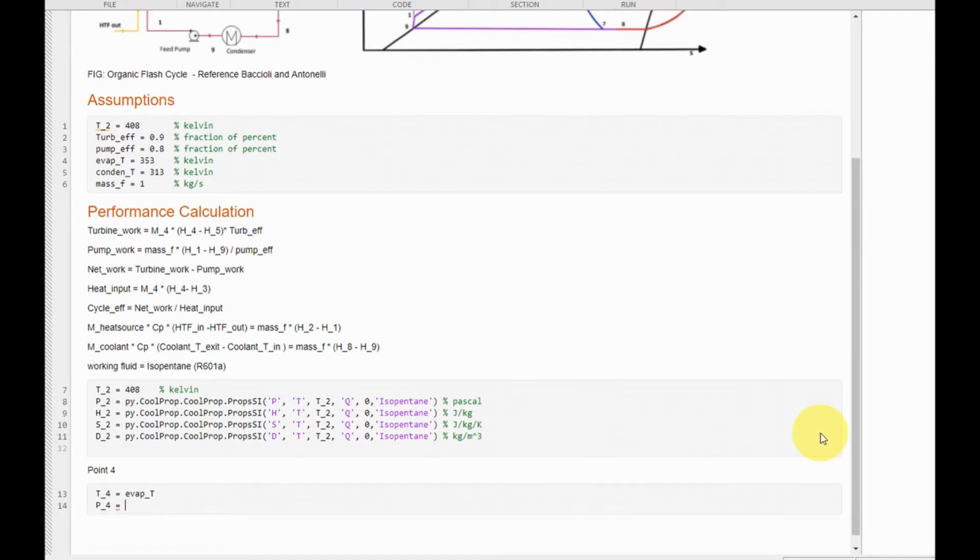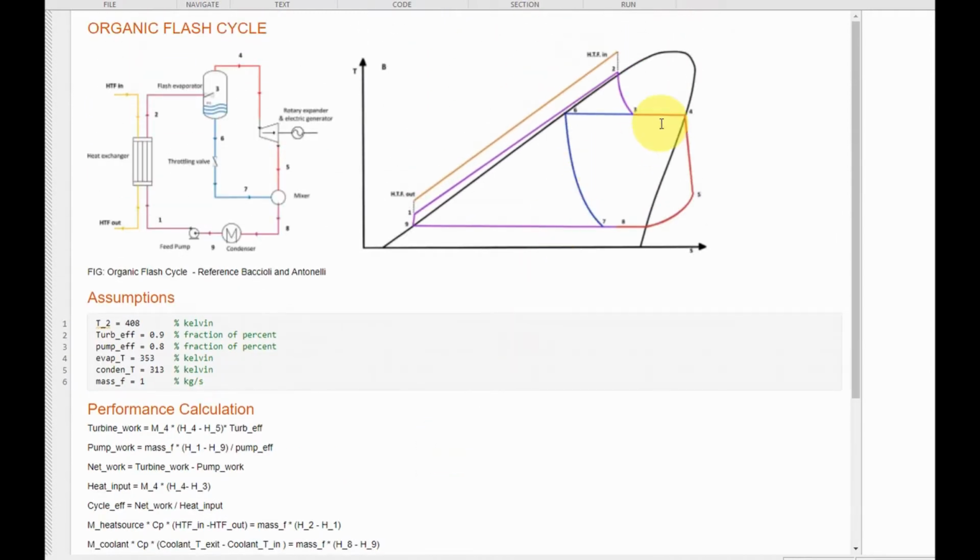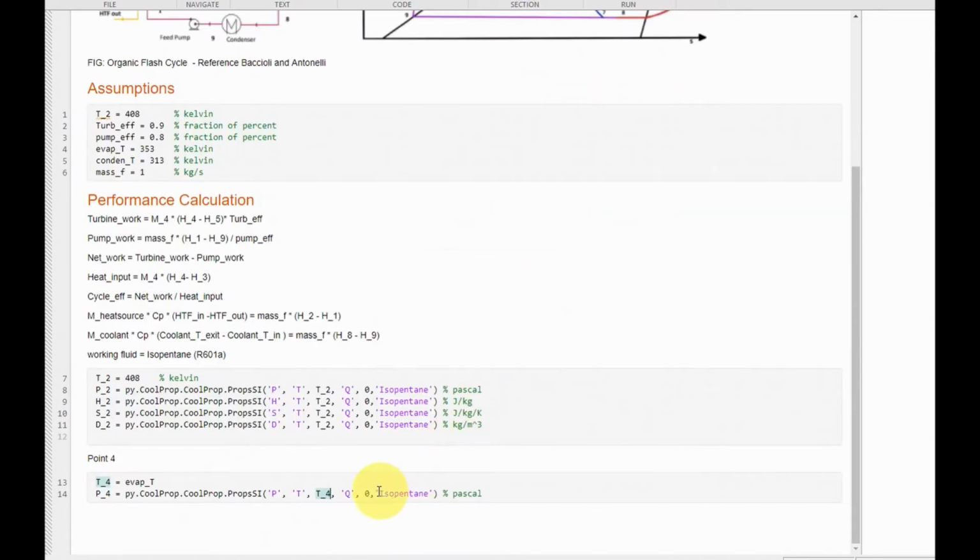Again, I follow the same process. So I just copy all of this and paste it here, the same way I did in the previous one. So here, rather than T underscore 2, we have T underscore 4. And then here, rather than 0 as the quality of the working fluid, we have to specify it to vapor, because the saturated vapor fluid enters the turbine. So we change this to 1.